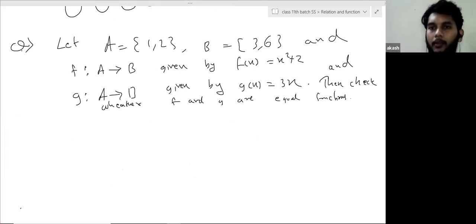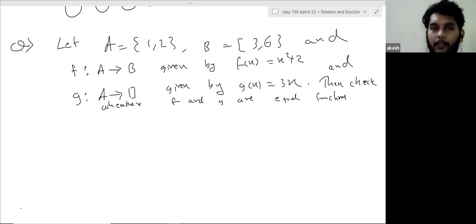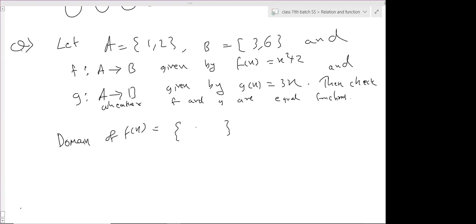Arnav, can you tell me why they are not equal functions? Because for all x, f of x and g of x are not equal. Like if we put the value of 3 in both, in f of x we get 11 and in g of x we get 9. It's not equal. Absolutely right. But if I ask you what is the domain of f of x, Arnav, what is the domain of f of x? So I didn't check that. I just checked the equality.